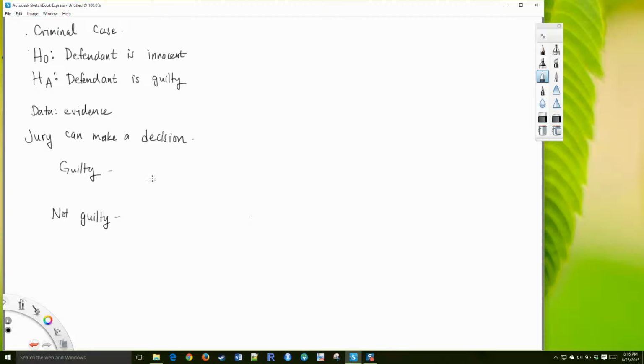This is akin to, if the jury has found the defendant guilty, that means they what? Rejected or did not reject the null? They rejected the null, right? This is the same as rejecting the null, okay? And if the jury says not guilty, that means they did not reject the null.